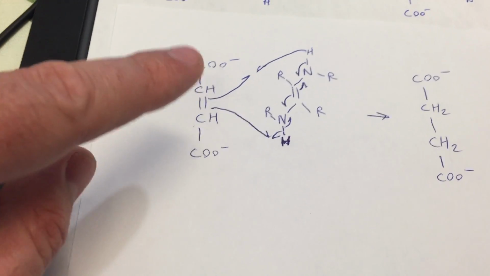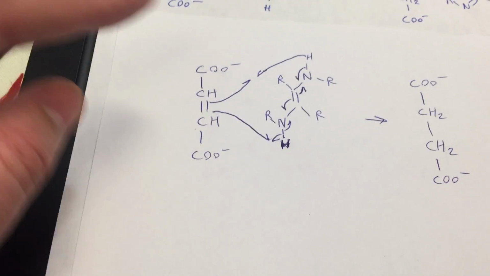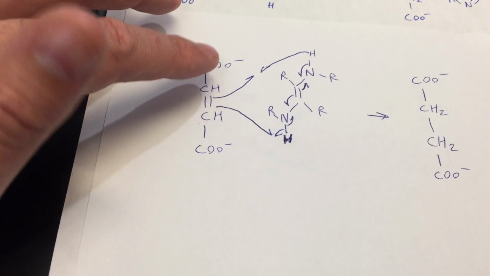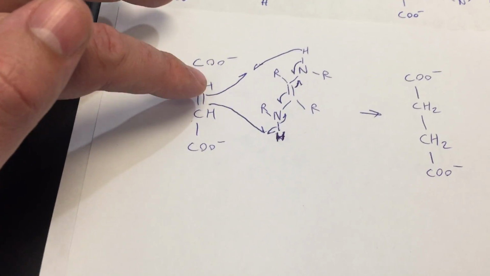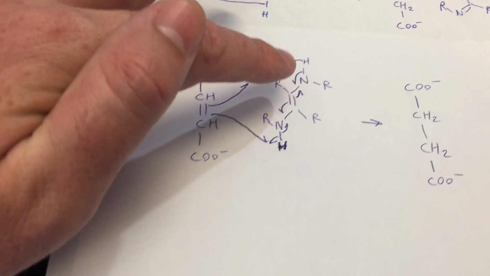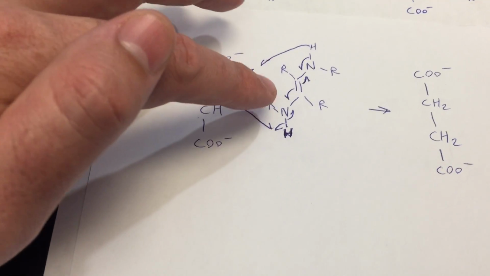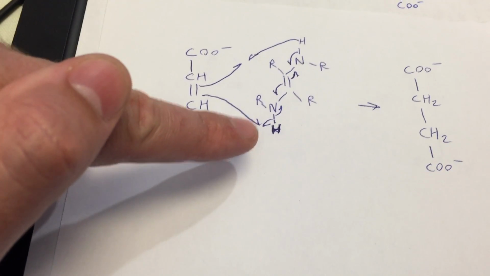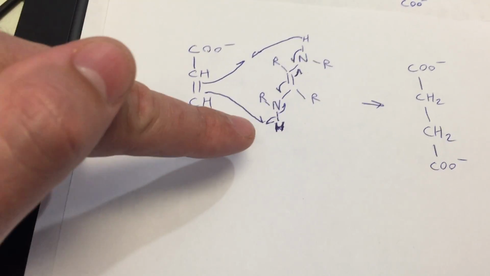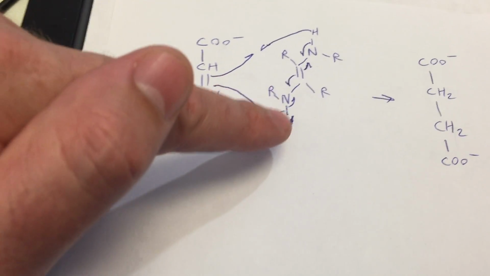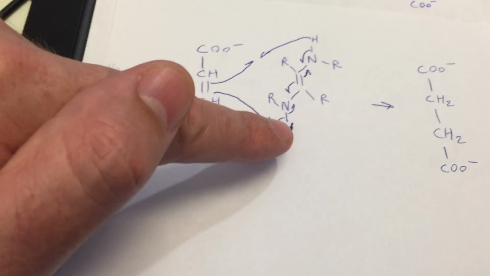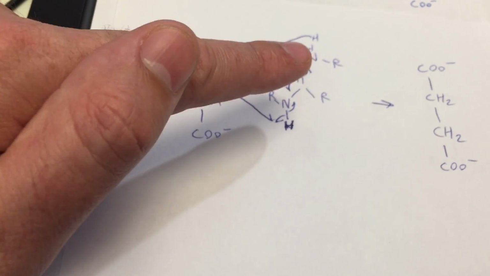So we're drawing a whole bunch of single-headed arrows here. Single-headed arrows indicate one electron being transferred. So one electron is coming from the alkene. The other electron is coming from the hydrogen-nitrogen bond there. And likewise down here, one electron from the hydrogen-nitrogen bond, one from the alkene. Well, this leaves an unpaired electron here on both of these nitrogens, actually.